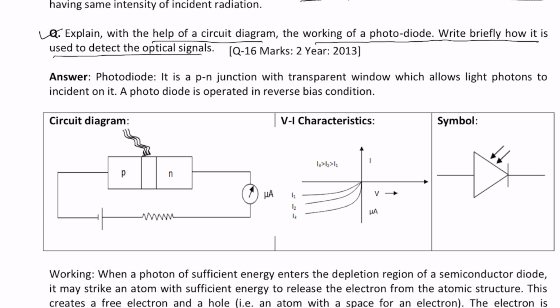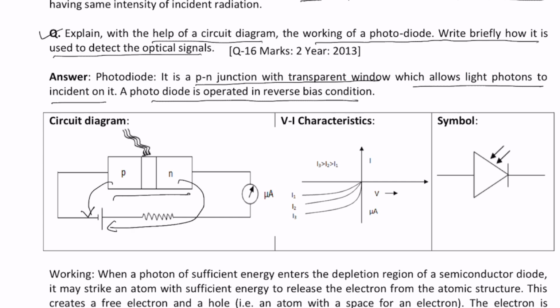Now, this is a PN junction diode. Now, the photodiode. It is a PN junction, and a transparent window is given, which allows the light photons to be incident on it. The photodiode is operated in reverse bias voltage. Because why? Because the P type is connected with the negative terminal, N type with the positive terminal. Such connection of devices is called reverse bias condition. Forward biasing is P type with positive, N type with negative. But this is reverse bias because P is with the negative, correct?